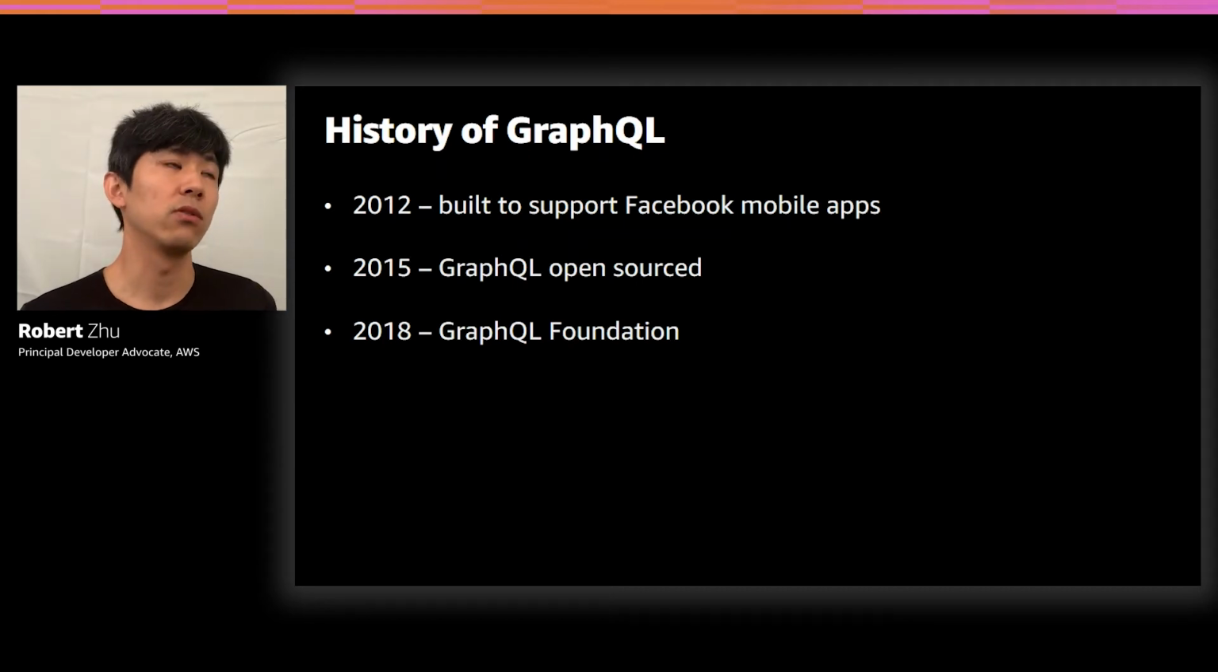And those discussions led to the formation of the GraphQL Foundation in 2018. And the GraphQL Foundation is a part of the Linux Foundation. It is a neutral third-party governing body. And the purpose of the GraphQL Foundation is to ensure the healthy evolution of GraphQL and its ecosystem. And I'm very proud that Amazon is a founding member of the GraphQL Foundation.